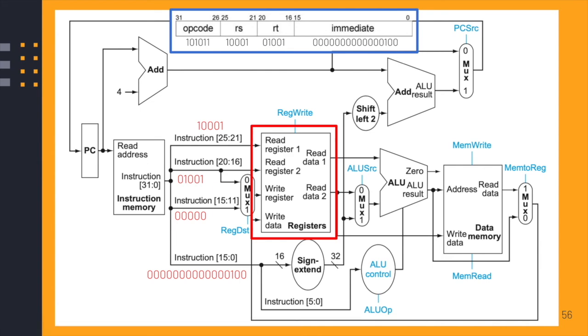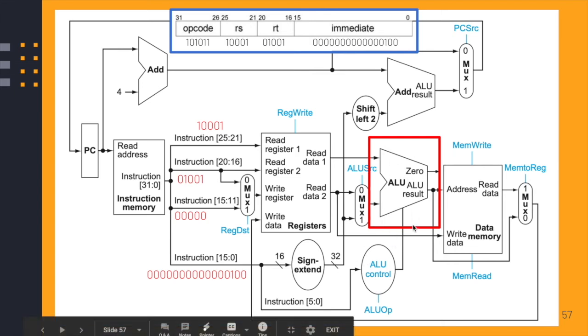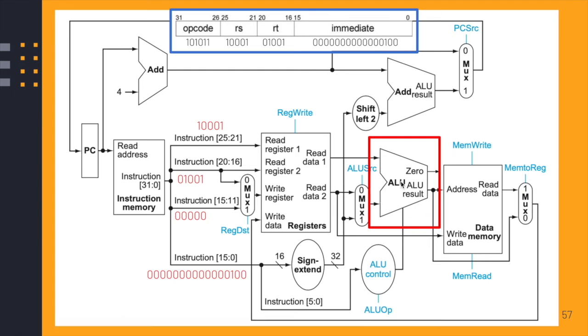Let's move on to the execute, or EX, stage. In the execute stage, we have the arithmetic logic unit, or the ALU, which will perform an arithmetic operation. In a store word instruction, which arithmetic operation do we want to perform? We want to add the base address to the offset to calculate the address I want to store my data to. So this address is calculated by base address plus offset.